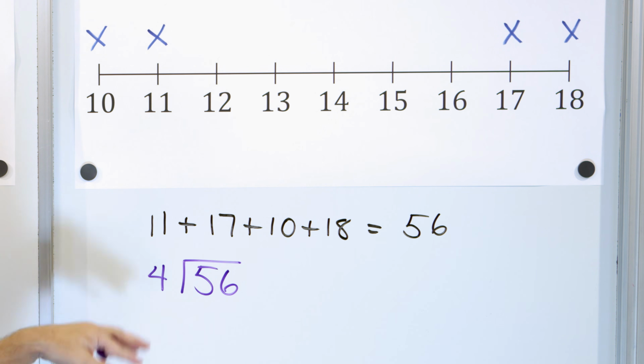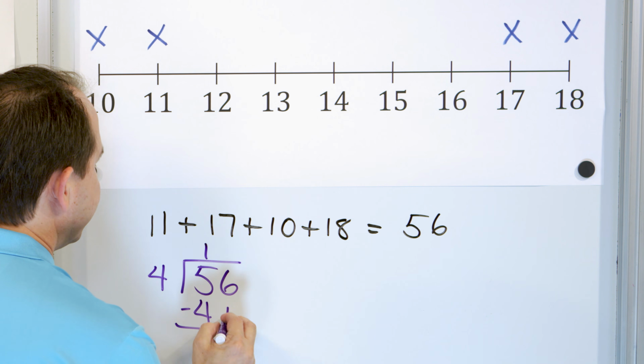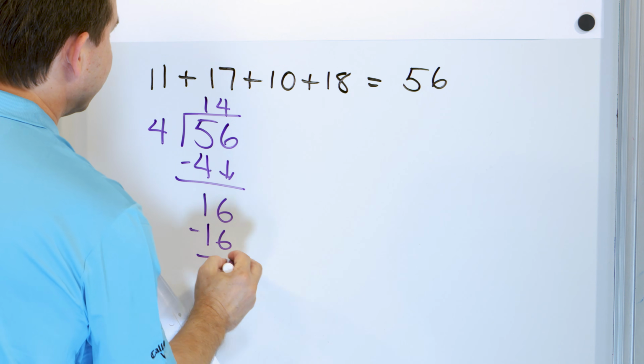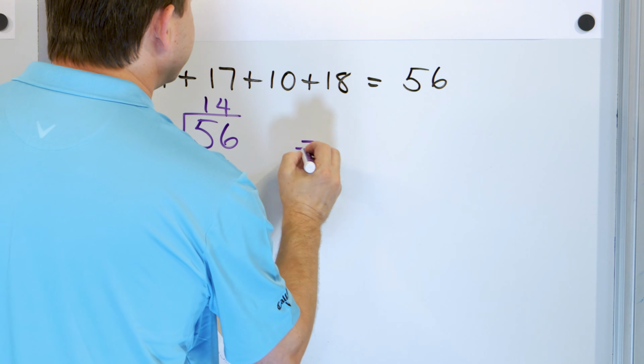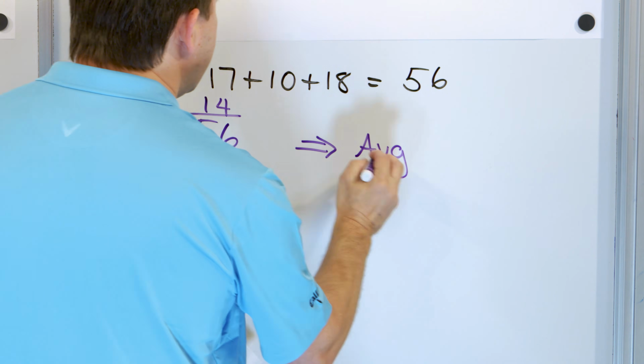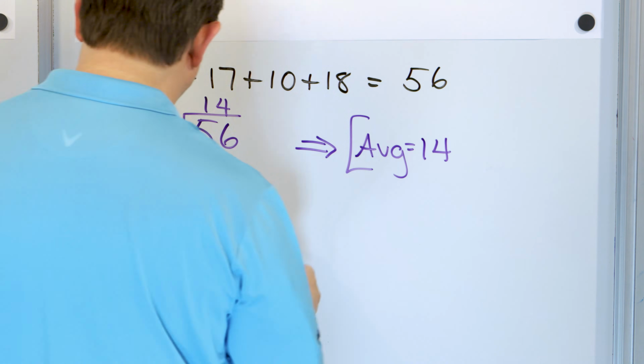Now, I'm not going to do this for every problem, but I'll do the long division here, but after that, I'm not going to do it very much because most of the time you'll probably use a calculator. So this goes one time, you get a 4 here, drop a 6 down, and then 4 times 4 is 16, remainder of 0. So when you get an answer of 56 divided by 4, you get an average value of what we have on top here, 14. So the average value is 14, right?